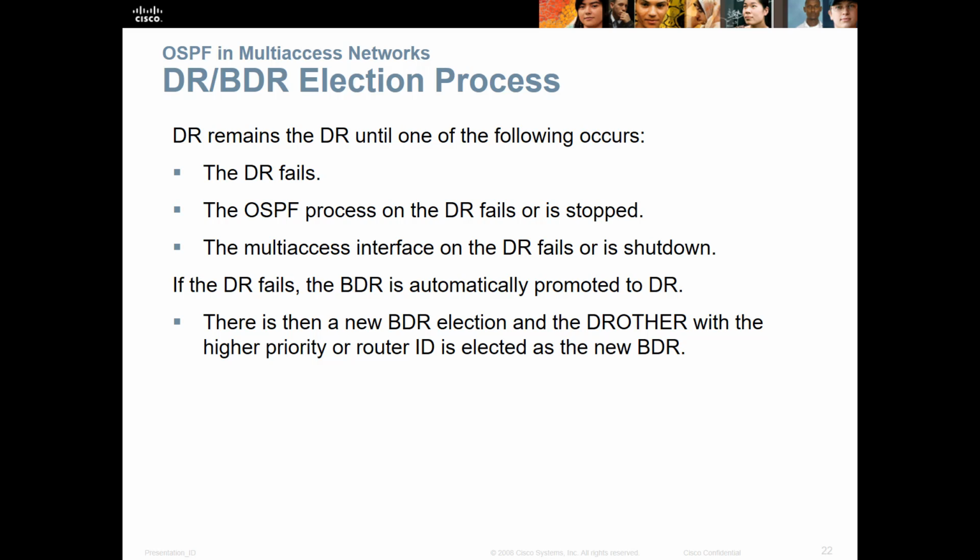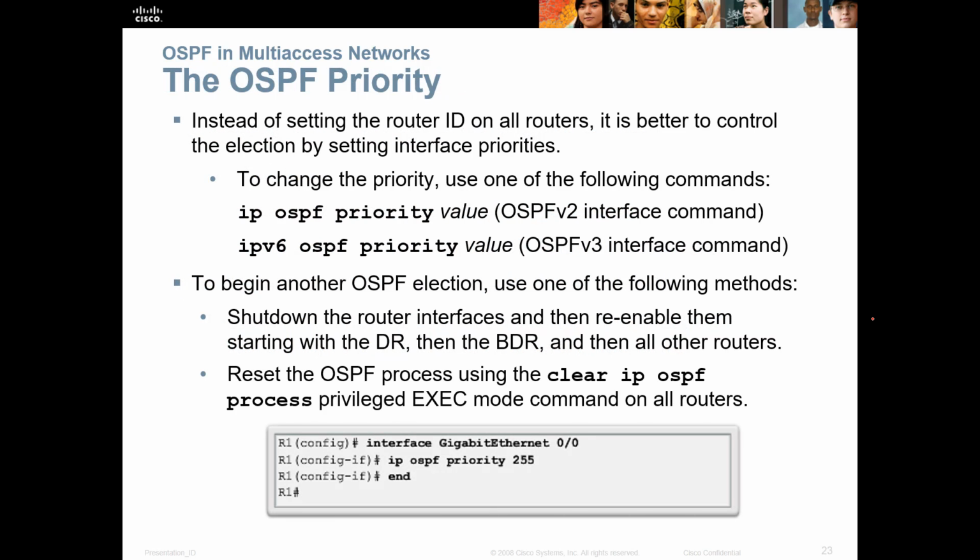So a common question is, how do I set the OSPF priority? We do that on the interface, setting the appropriate priority by typing in IP OSPF priority and a number. If we're talking the IPv6 version, it'll be IPv6 OSPF priority and then the value. How do we reset or clear the process? We type clear IP OSPF process in privileged exec mode, typically on all routers. That will force a re-election.